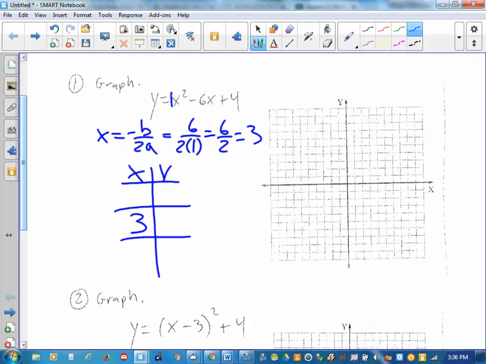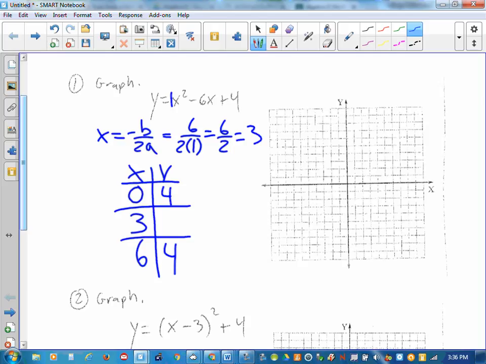When I can use 0, I always like to use 0. 0 is easy to plug in. 0 squared minus 6 times 0 would all be 0, so the answer is 4. Because of symmetry, I don't really have to figure out what the answer is for 6. 6 is 3 spaces above 3, and 0 is 3 spaces below 3, so its answer is also 4. If you don't believe me, just plug it in. 6 squared minus 6 times 6 plus 4 would also be 4.